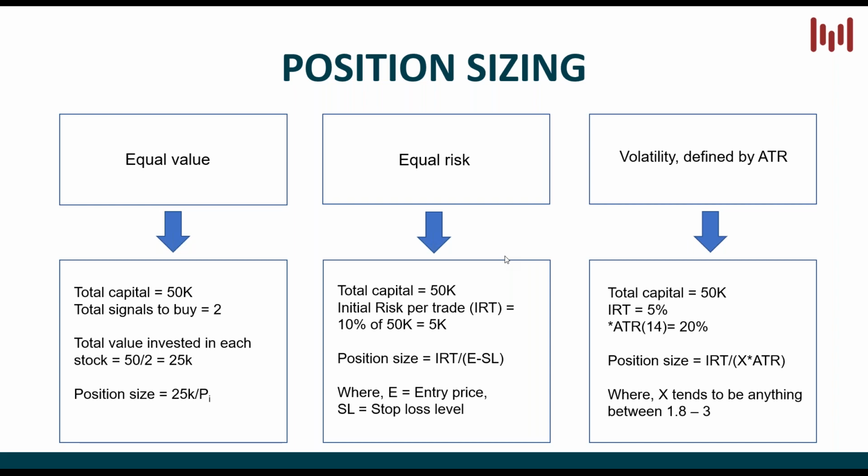Now let's move on, get a little more complicated and smart with the equal risk approach. So again, the total capital remains the same as before. It's 50K. But now I will immediately define my initial risk that I want to commit to each position. So let's say the initial risk that I'm comfortable taking is about 10% of the total capital, which in this case is 10% of 50,000, which is 5K.